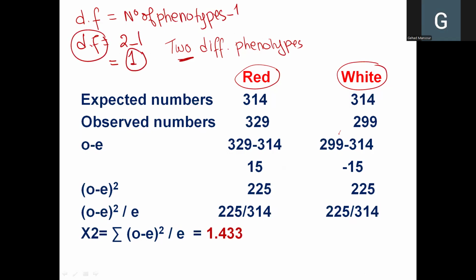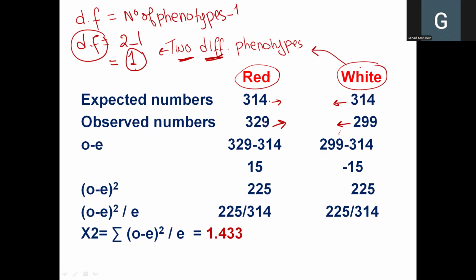We will know very soon. So we write the phenotypes and we deduce that we have two different phenotypes, and from this we calculate the degree of freedom. These are the expected numbers that we were expecting from the Punnett square or the genetic diagram. But on Earth, when we carried out the experiment, we found out that the red were 329, more than 314, and the white were 299.